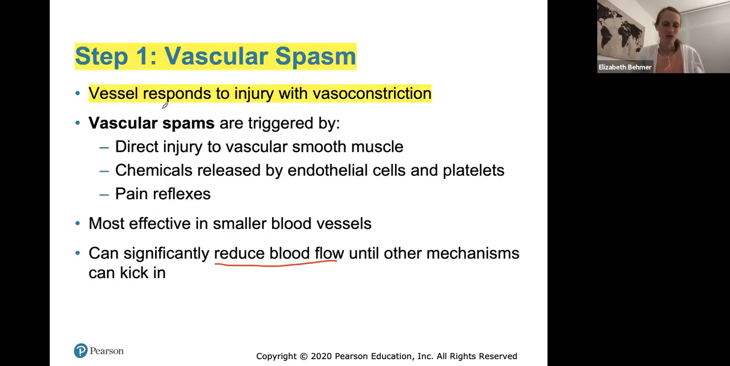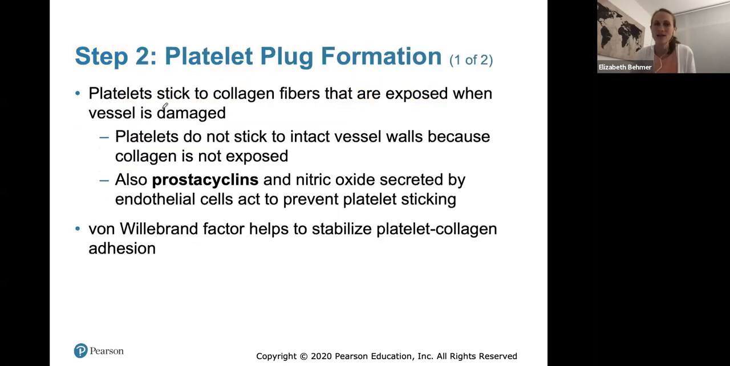So this could occur when you slice your finger while chopping vegetables, or if it's even more serious or less serious than that. The first step is to reduce blood flow to that area where there was damage. So vascular spasm is the first step, and that just means that the vessels will vasoconstrict or try to shut off blood flow to stop the bleeding from leaving the body.